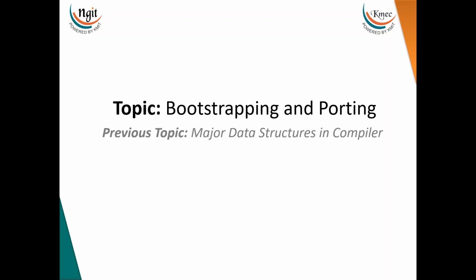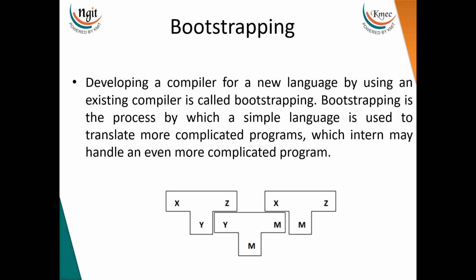a compiler is developed and we have some compilers, and by using the existing compilers we are going to develop new language compilers, whether for the same language or same machines, or sometimes different languages on different machines. Based on that we are going to have different compilers, and first we'll discuss what exactly bootstrapping is. Bootstrapping is simply developing a compiler for a new language by using an existing compiler.